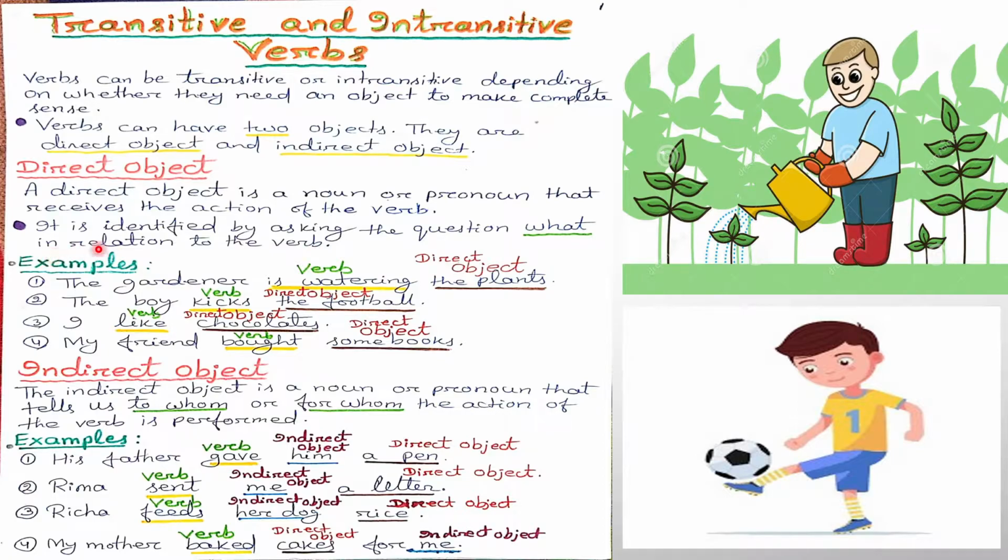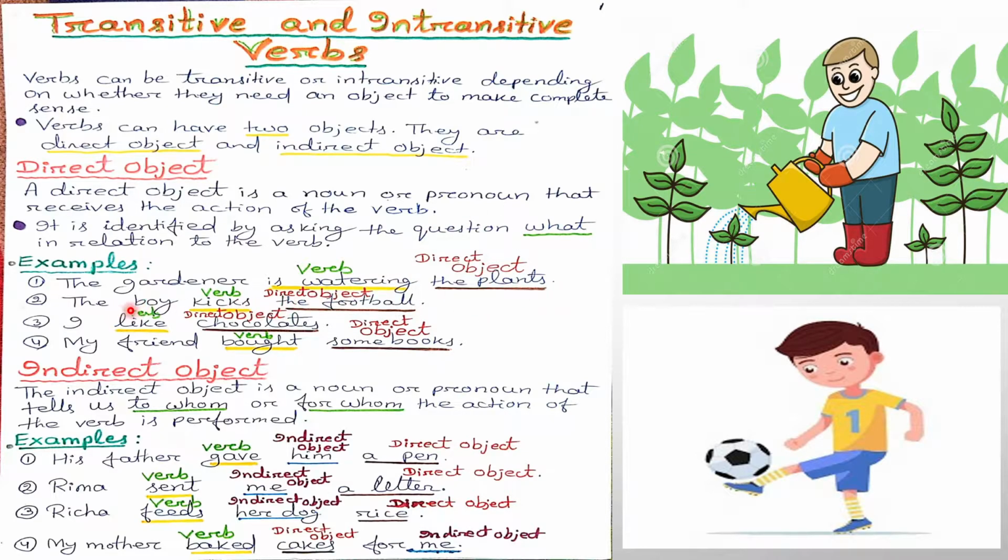So how will we find the direct object? By using the question word what in relation to the verb. If you get the answer, that answer is your direct object. Here are some examples. Number 1, the gardener is watering the plants. What is the gardener watering? The answer is the plants. The plants is your direct object.